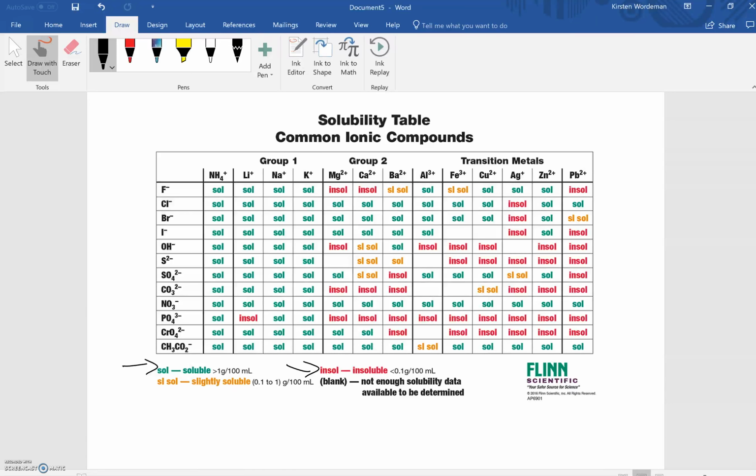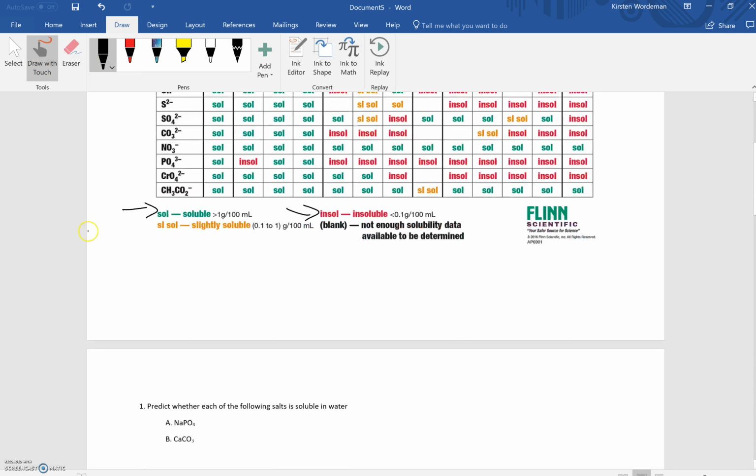Remember, soluble means it will dissolve, and insoluble means it won't dissolve. A good example of if something is soluble would be if you were to put sugar into your coffee, that is soluble, and insoluble would be if you were to put a rock into coffee. That rock is insoluble in that water. So now that we have those differences, let's take a look at number 1.